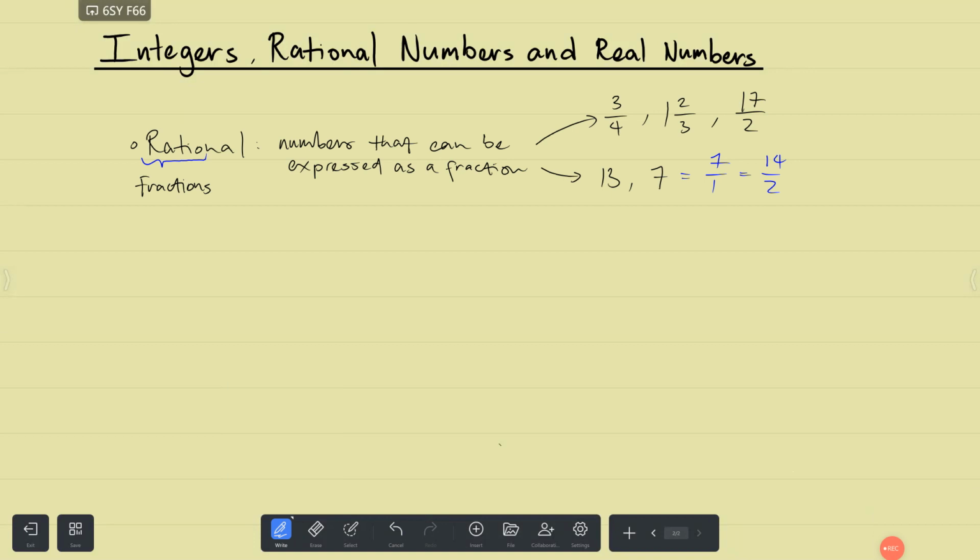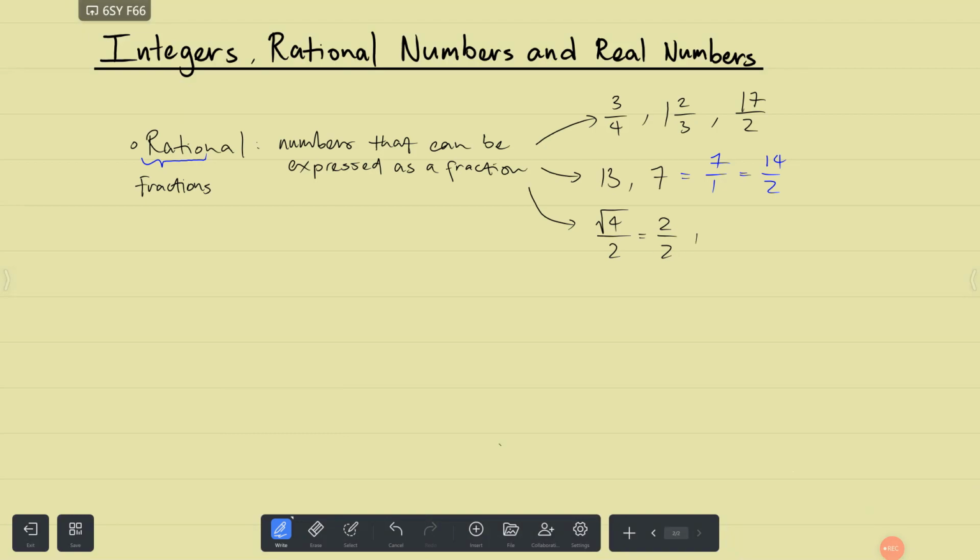After which we also have things like square root 4 over 2. What is square root 4 over 2? Essentially, it's just 2 over 2, which gives you a fraction itself. All these are examples of rational numbers. So it's the value that you have in the end.